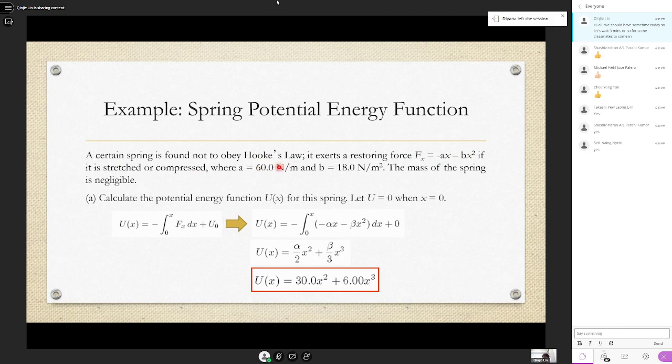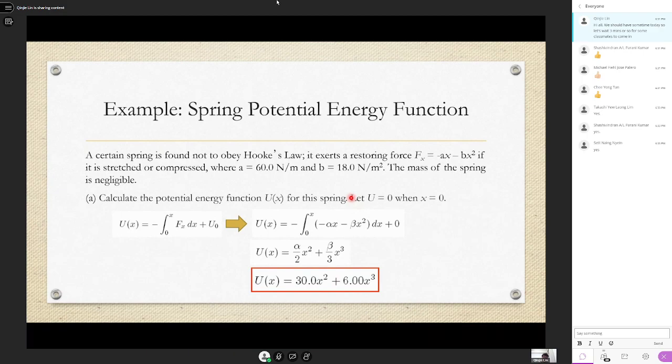And then they also tell you A equals to this value, B equals to this value. Okay, so A and B are known. The mass of the spring is negligible. Calculate the potential energy function for this spring. Let U equal 0 at x equals 0. This last statement here is to make the U not disappear. So we set the reference and make it disappear, to make life easier for ourselves.